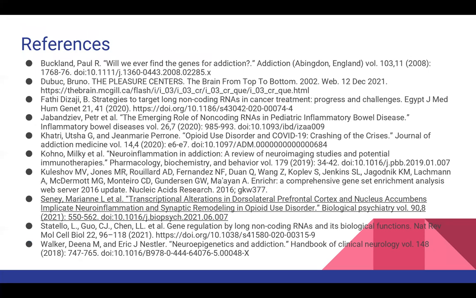These were my references. This 8th one is a publication that originally generated and analyzed the data set used in this project.